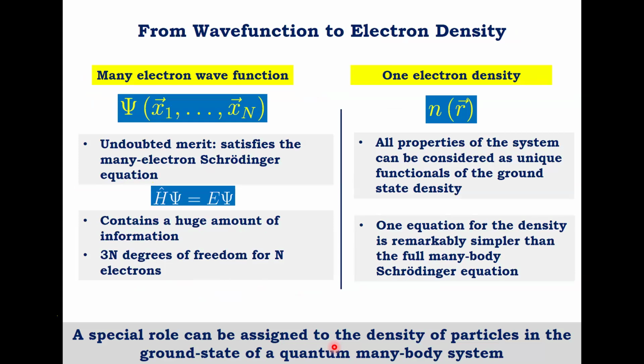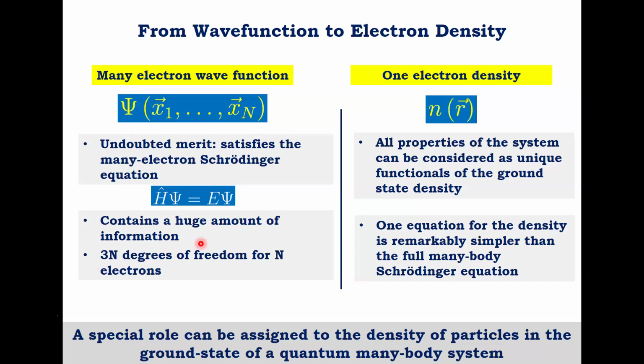So basically here is a transition from wave function to electron density. Hartree-Fock theory is based on the wave function, whereas density functional theory is based on the electron density. So what is the difference? The many electron wave function is written like this: psi is a function of x1, x2, up to xn, the different positions of the electrons. Okay, so you can write H psi equal to E psi. It contains a huge amount of information, no doubt, but there are 3n degrees of freedom for n electrons. For example, if you are dealing with 100 electrons, there will be 300 degrees of freedom which you have to take care of. That is a very, very cumbersome, difficult task.